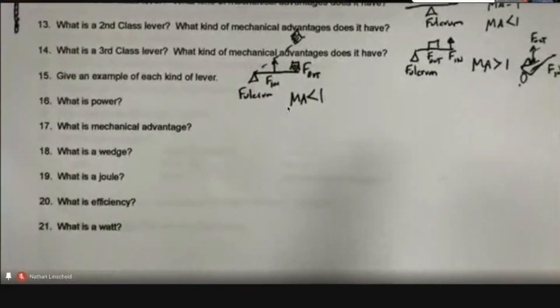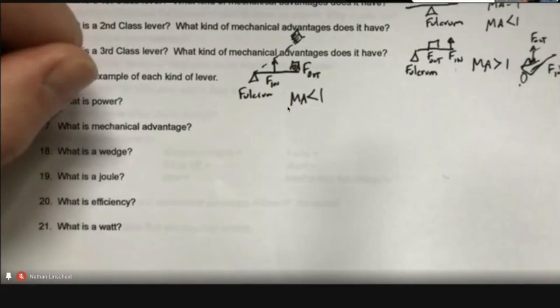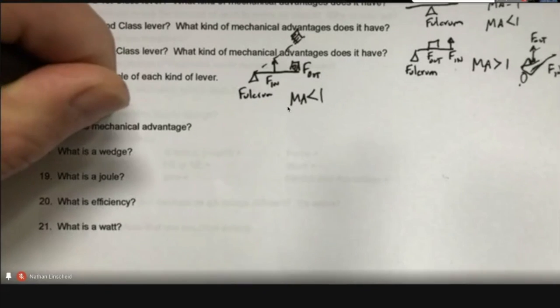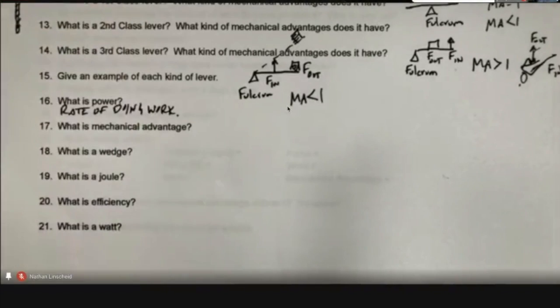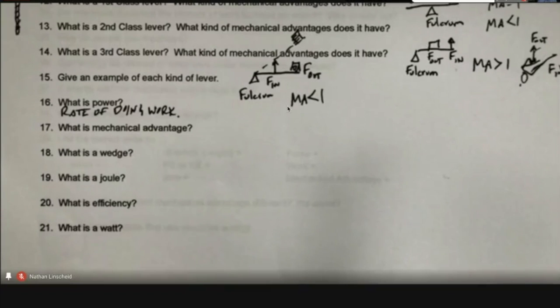Okay, number 16, what is power? Power is the rate of doing work. Okay, so it's actually how fast you can get work done. If you're being really powerful, you're getting a lot of work done in a very short amount of time. If you're not being very powerful, you're just kind of taking your time and getting the job done. The example I would give here is going up the stairs. It takes just as much work for me to walk up the stairs as it does to run up the stairs. However, I need to be more powerful to run up the stairs.